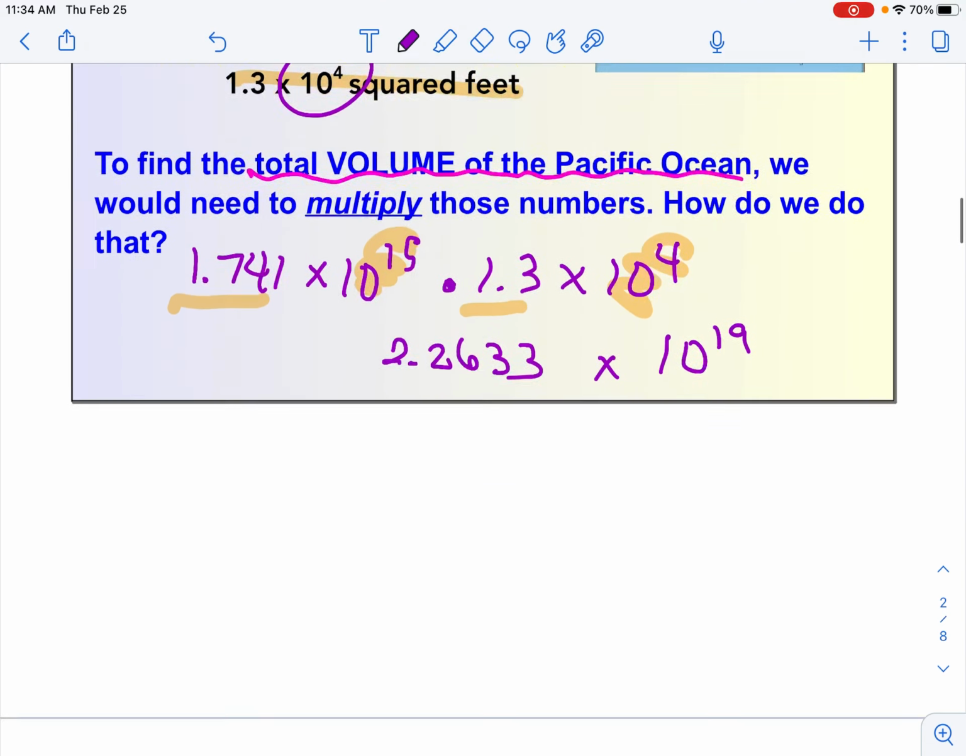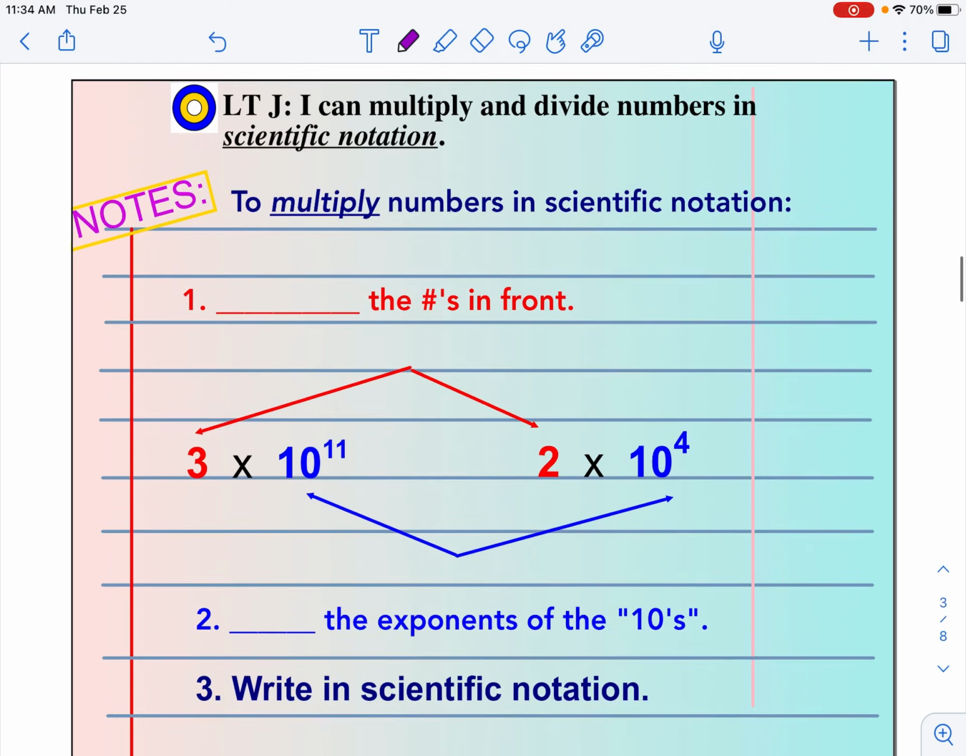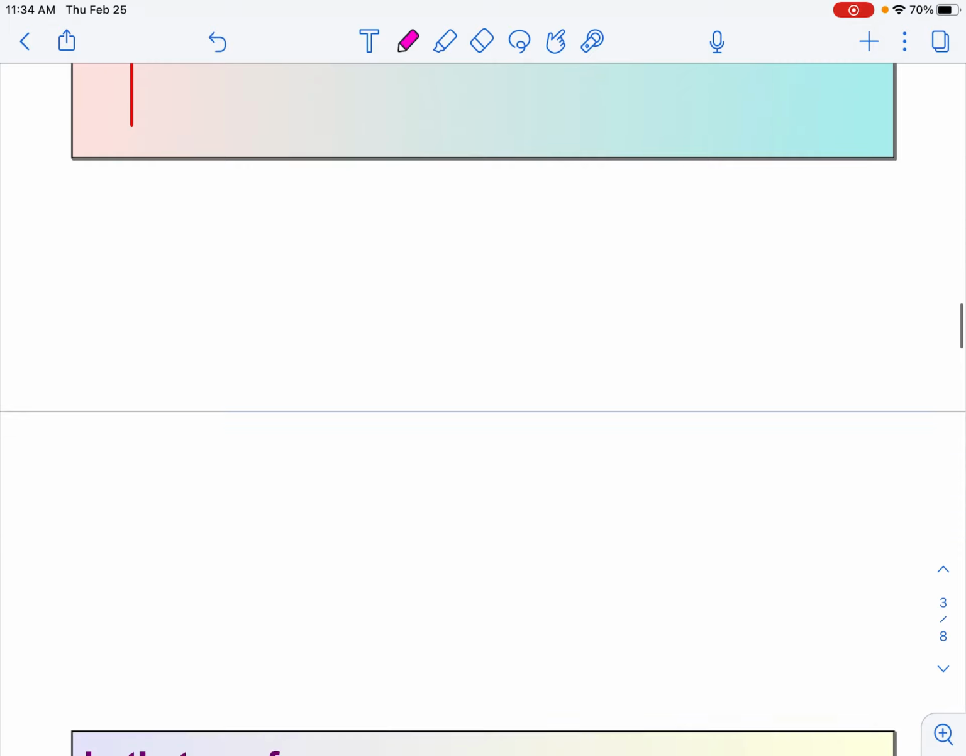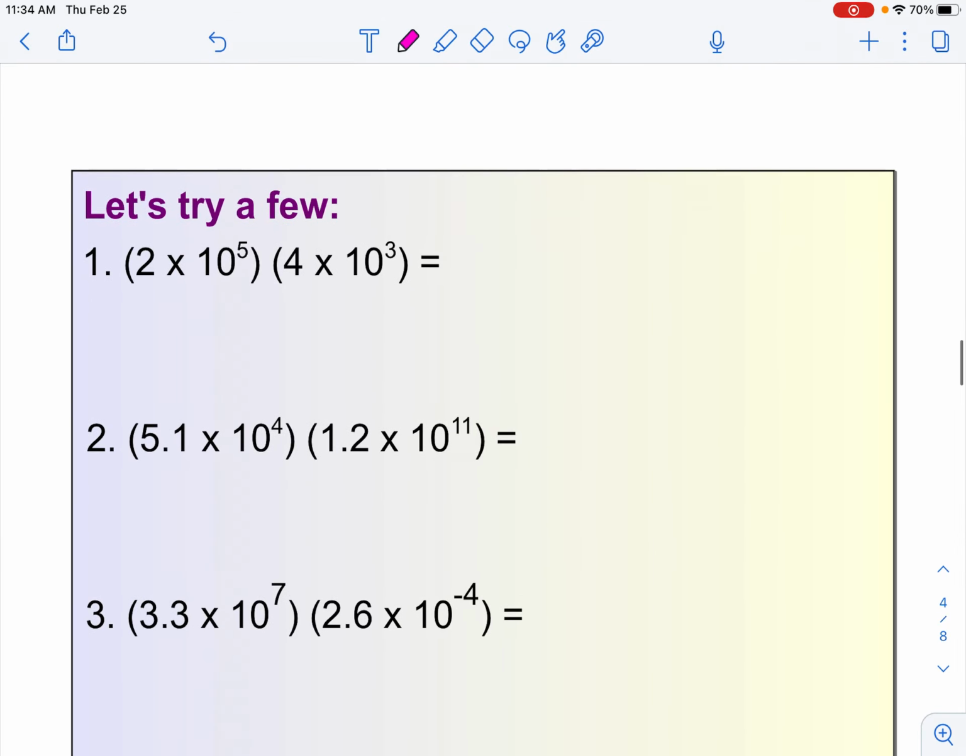So that's what we're going to work on today, multiplying and dividing numbers in scientific notation. So let's start out with multiplying. I kind of already showed you that. But to multiply numbers in scientific notation, we multiply the numbers in front, and then we add the exponents of the 10, and then we make sure that our number is in scientific notation, because if it isn't, we may have to change the number around a little bit like we did yesterday. So let's try a few, okay?